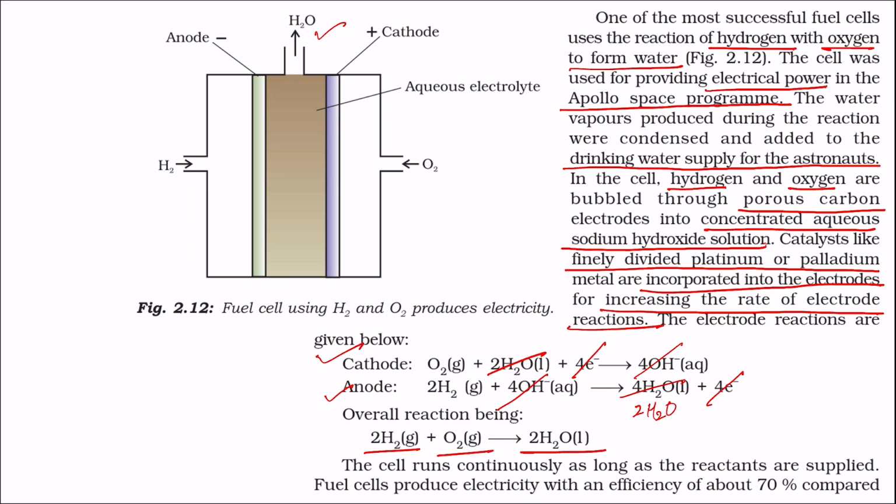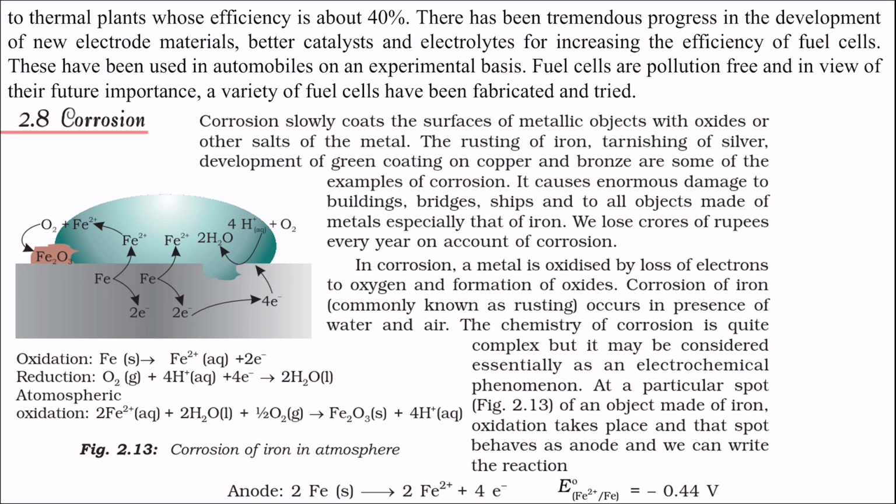Now, as long as the reactants are supplied, here hydrogen is supplied from this side and oxygen from this side, the cell will work. The cell runs continuously as long as the reactants are supplied. Fuel cells produce electricity with an efficiency of 70% compared to thermal plants whose efficiency is only 40%. New electrode materials, better catalysts and electrolytes for increasing the efficiency of fuel cells have been developed. These fuel cells have been used in automobiles on an experimental basis.